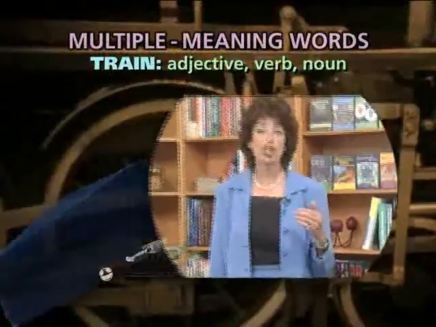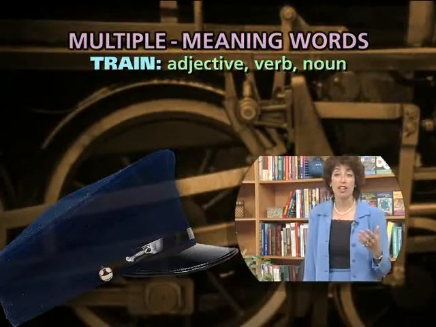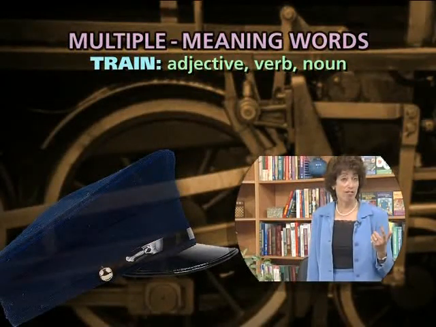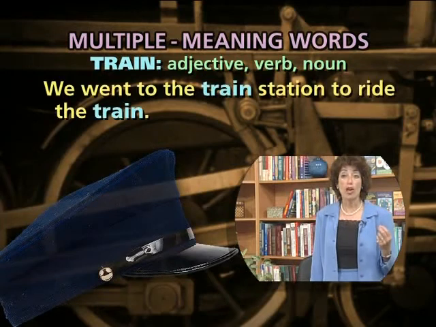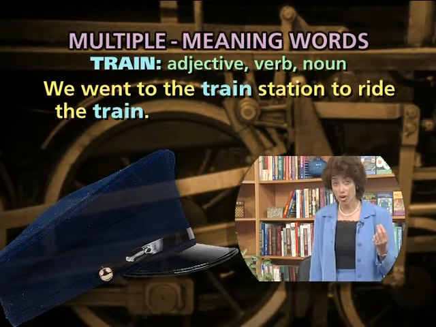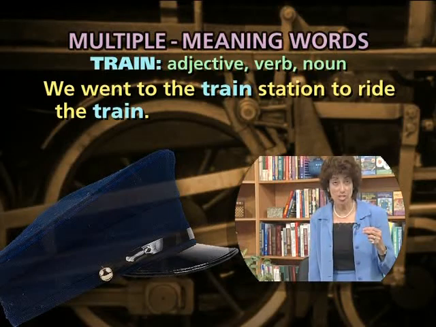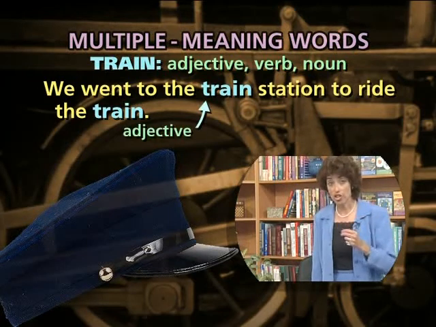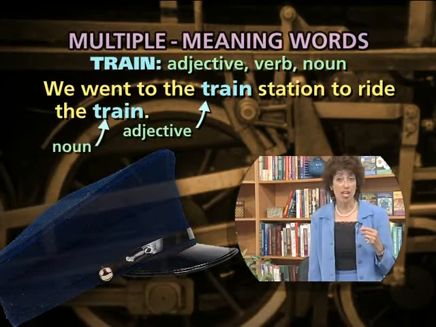For example, let's take a look at the word train. Train can be an adjective, a verb, or a noun. We went to the train station to ride the train. Well, train station, train is being used as an adjective. To ride the train, that's being used as a noun.